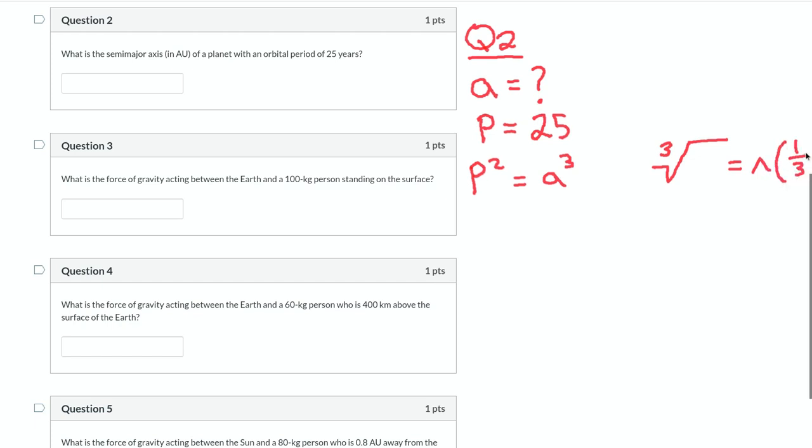Okay? So that's how we might end up typing it in our calculator, in the same way that a square root is the same thing as raising something, there's the caret, raising something to the power of 1/2.